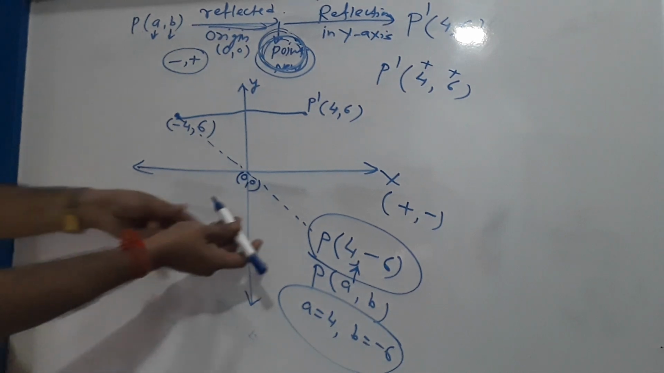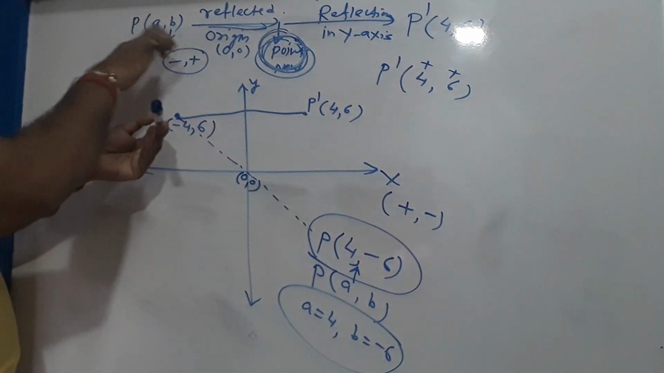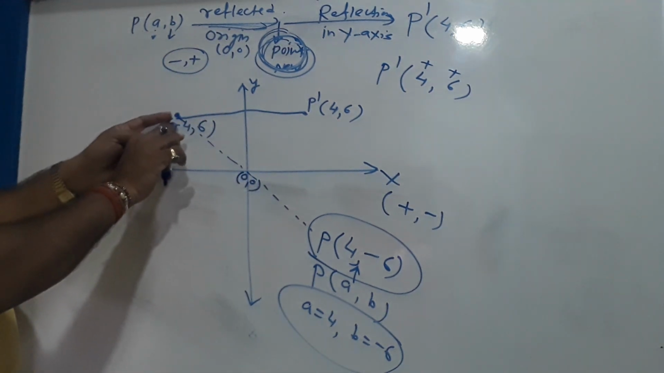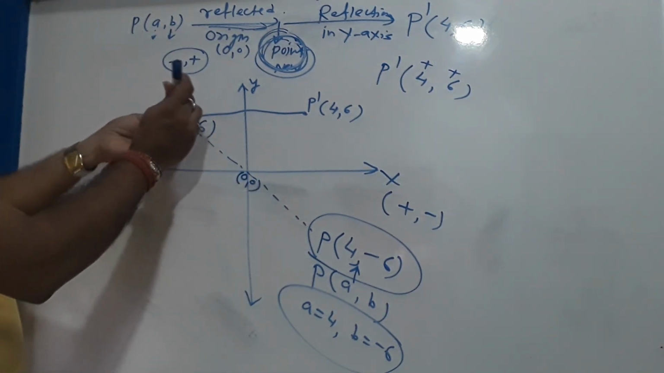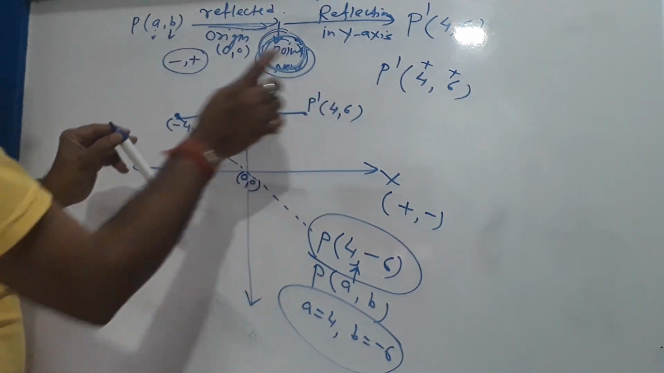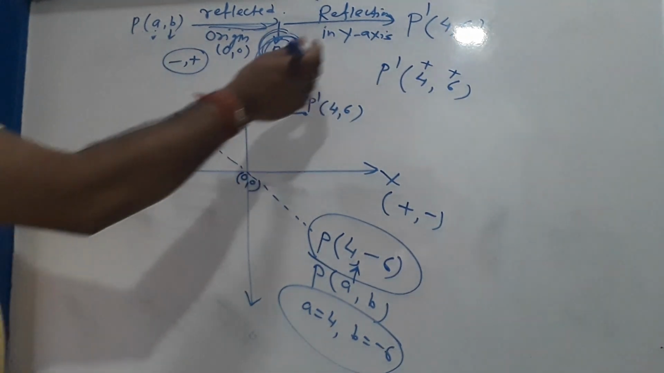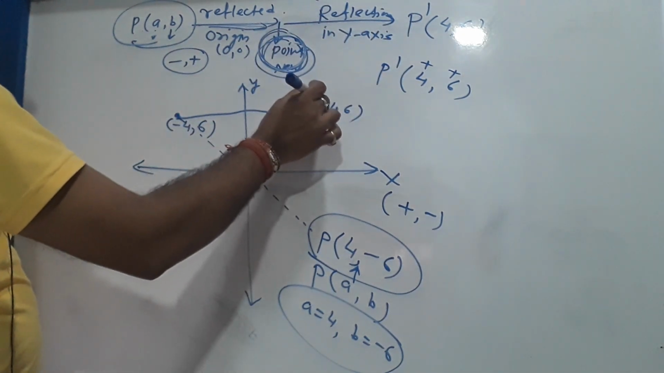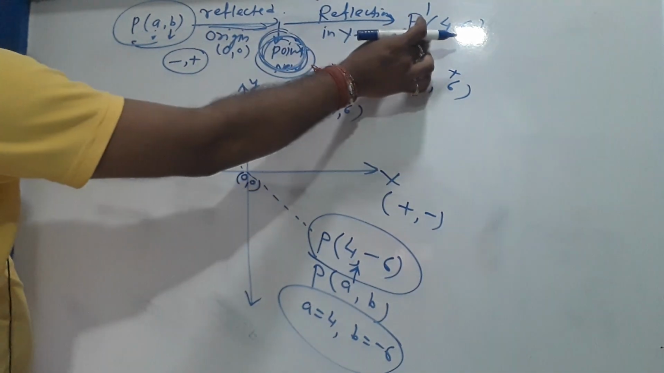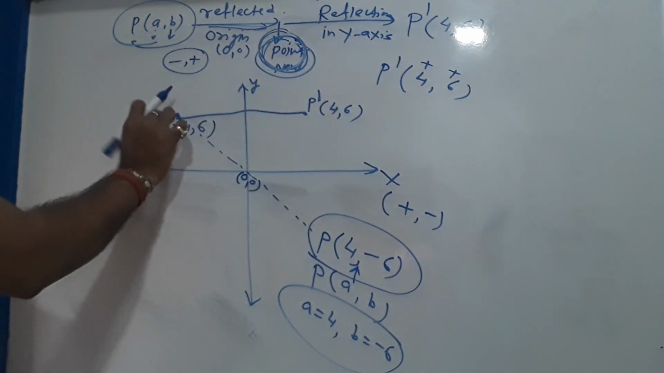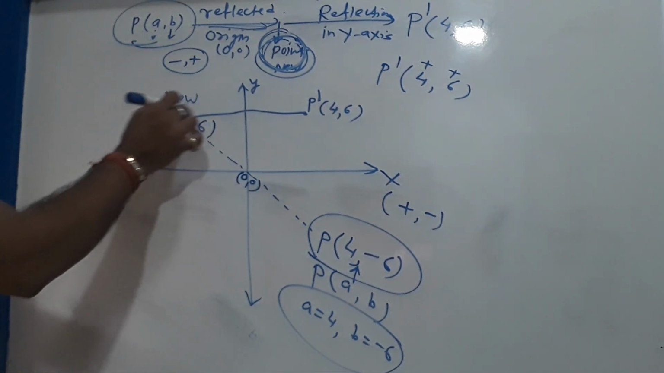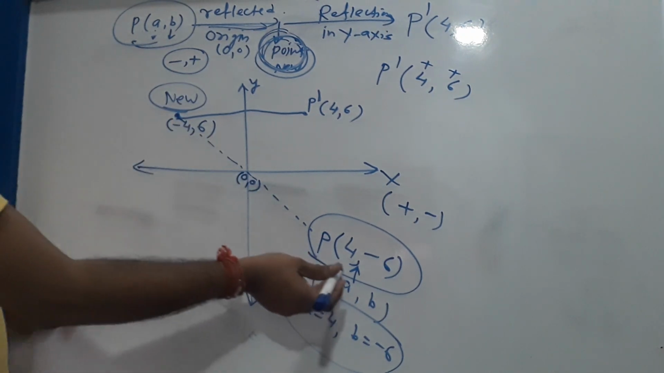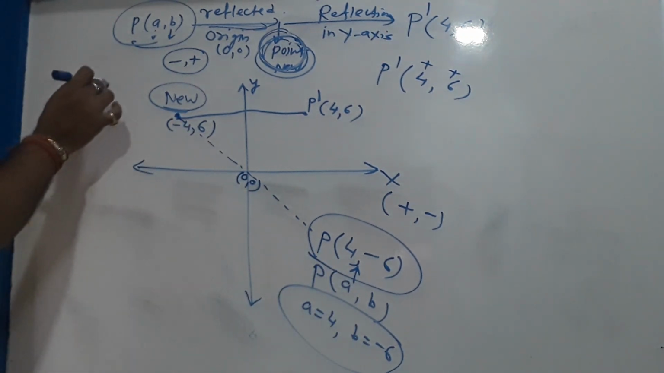Now let us go in the direct way. When we reflect 4, minus 6 about the origin, we get minus 4 and 6. When we reflect this about the y-axis, we get 4, 6. So to get the original point, go in the reverse direction. Whichever is the final reflected point, reflect that in the y-axis to get the new point. Then reflect the new point in origin, and you will get the original point P, 4, minus 6. So these types of questions are important.